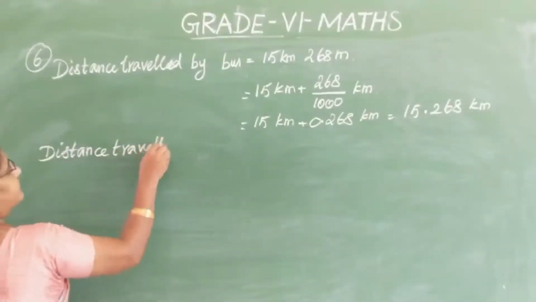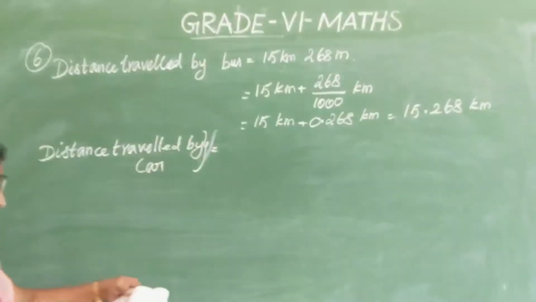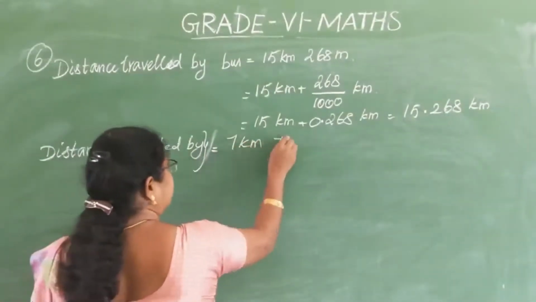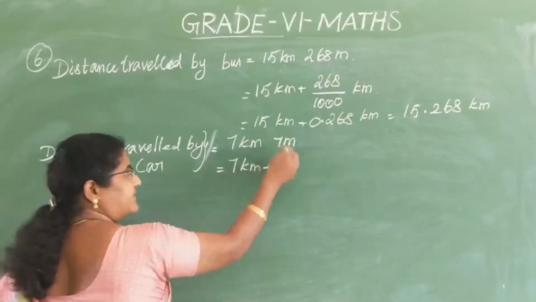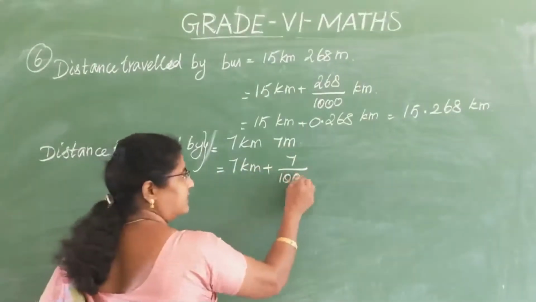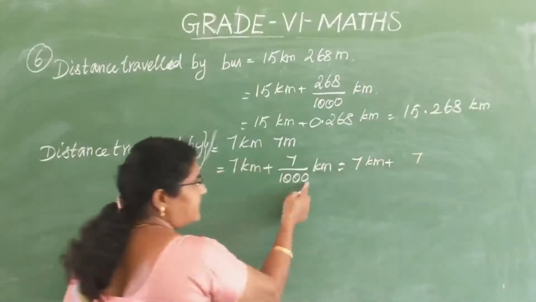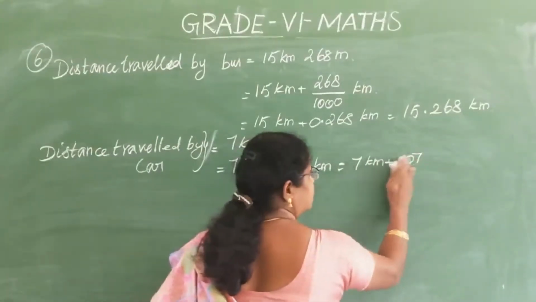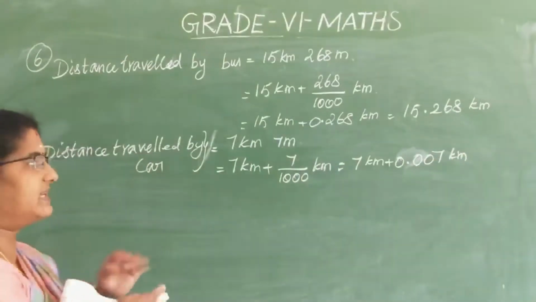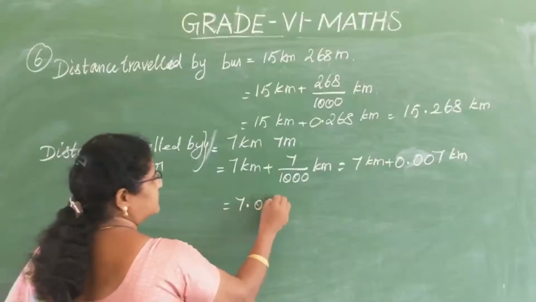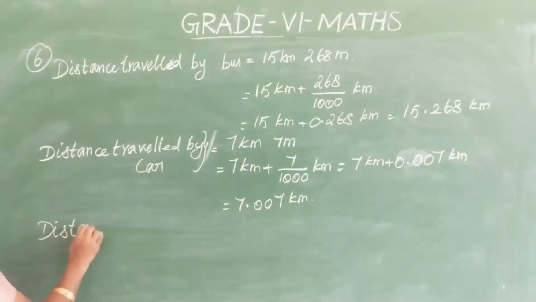Likewise, distance traveled by car equals 7 kilometer 7 meter. For this, 7 kilometer we write the same, and 7 meter to kilometer, 7 by 1000. So 7 kilometer plus this 7, divided by 3 digits, 1 2 3. Before 3 digits we keep a point. So this is equal to 7.007 kilometer.